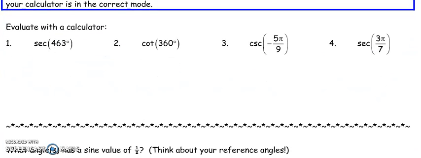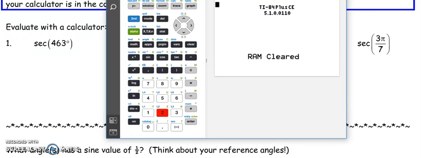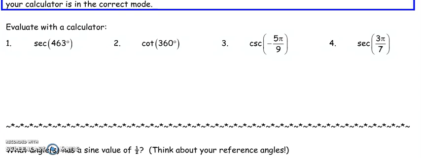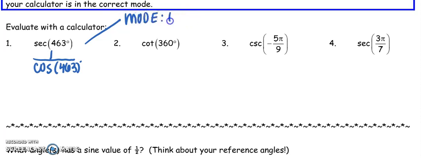Secant of 463 degrees. Now if you look at your calculator, there's clearly not a secant key on your calculator. So you're going to have to do the reciprocal of this. You're going to have to do 1 over the cosine of 463 degrees. So you want to make sure that your mode is in degrees. Now again, I'm going to tell you, if I go too fast, pause me or go back and rewatch. Alright, so this one and this one, your mode's going to need to be into degrees.